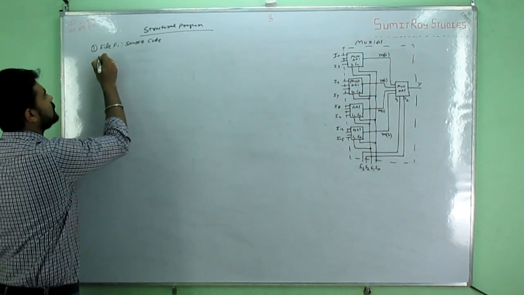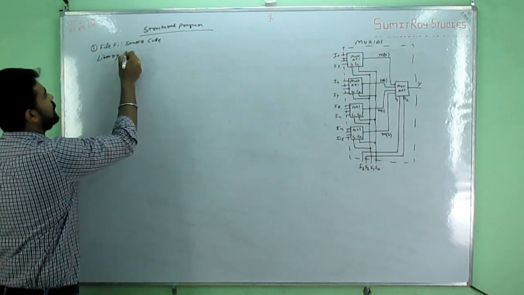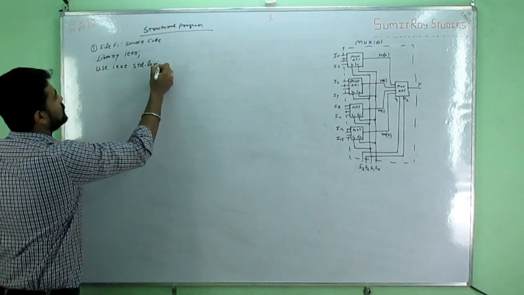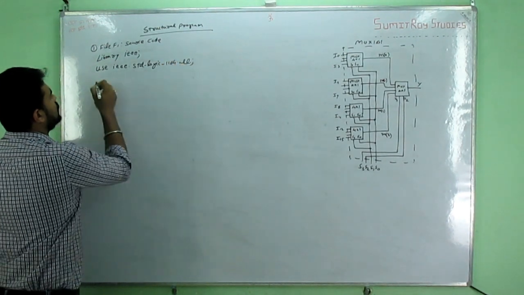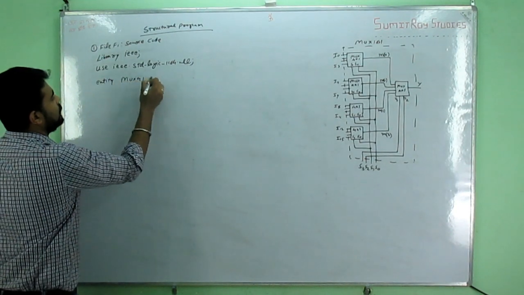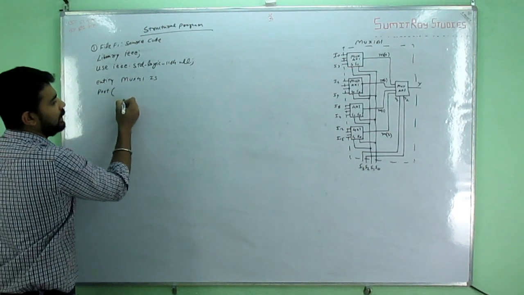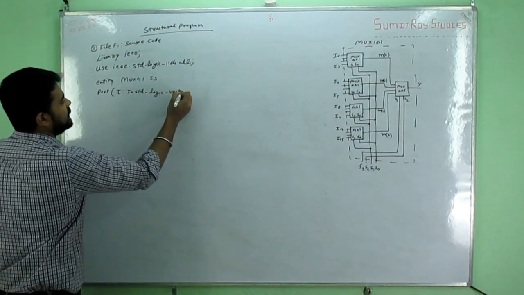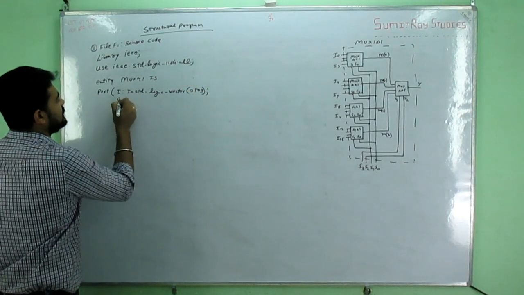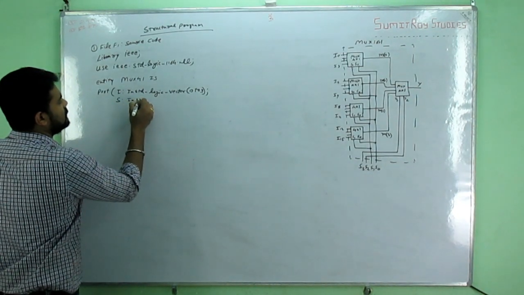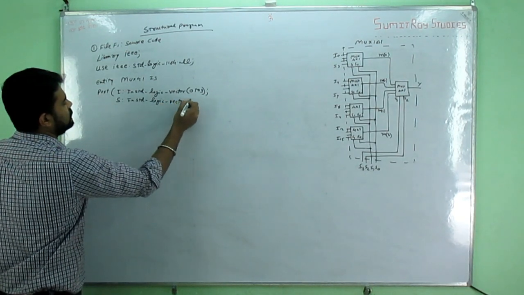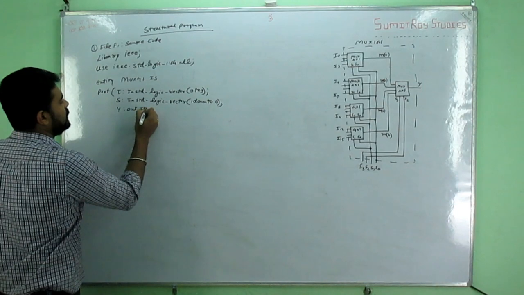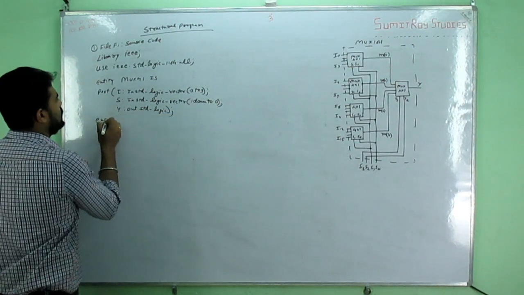So file F1, source code. I'll start with this. Library IEEE, use IEEE.std_logic_1164.all. Entity MUX41 is port. I is input, in std_logic_vector, as gradation is not required, so 0 to 3. S is the selector with MSB and LSB, so S in std_logic_vector, 1 down to 0, and Y is the output, so this is out std_logic, end MUX41.